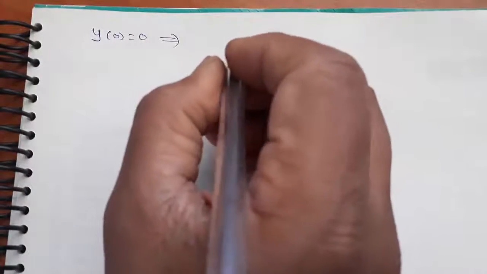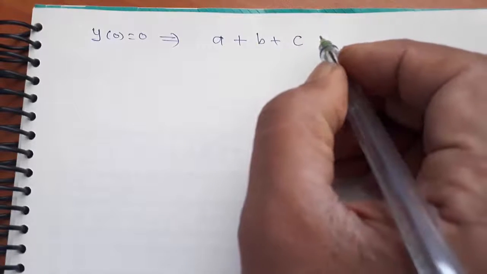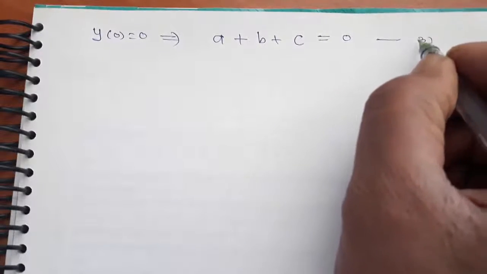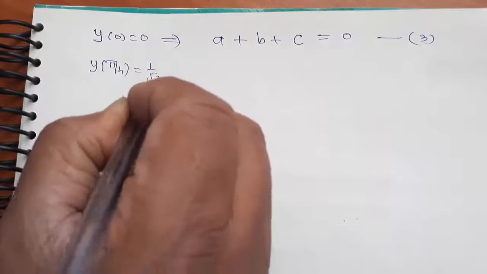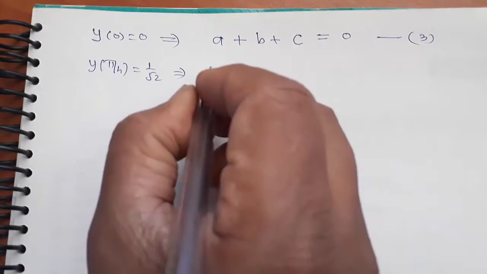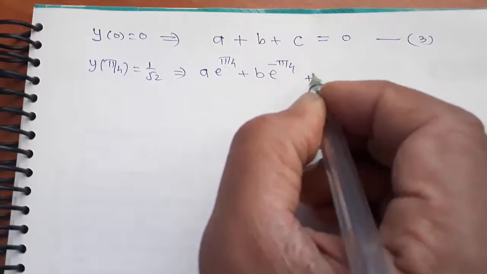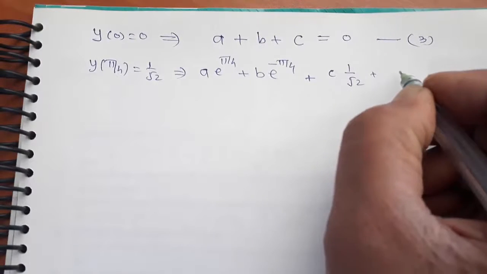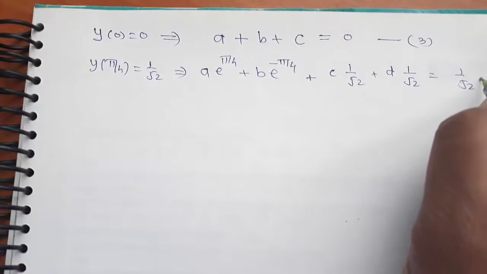y at 0 equal to 0. This implies a plus b plus c cos 0, that means c, plus d sin 0 is 0, equal to 0. This is equation 3. y at pi by 4 equal to 1 by root 2. This implies a e raised to pi by 4 plus b e raised to minus pi by 4 plus c into cos pi by 4, that is 1 by root 2, plus d into sin pi by 4, that is 1 by root 2, equal to 1 by root 2. This is equation 4.